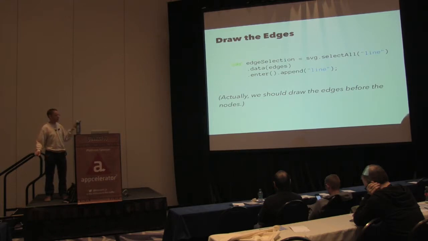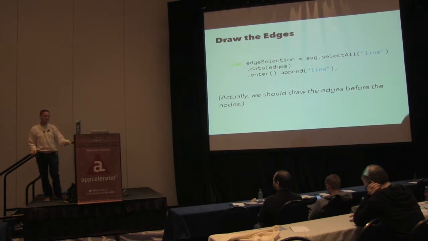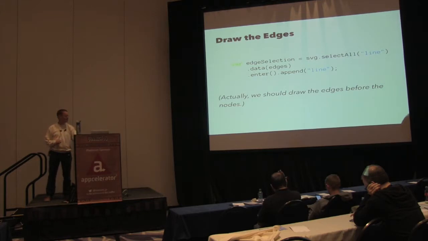And I made a note here, actually we would draw the edges before we draw the nodes, and that's just because of the way SVG works. SVG doesn't really have the concept of z-index like HTML does, so you can't arbitrarily stack objects on top of each other. The way SVG renders it is whatever shows up first is on the bottom, and we really want the edges to be underneath the nodes, so technically we would draw the edges before we would draw the nodes, but kind of a minor detail. I think it's easier to explain the nodes first.